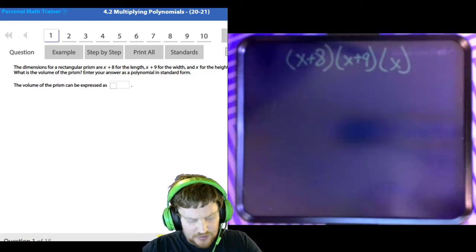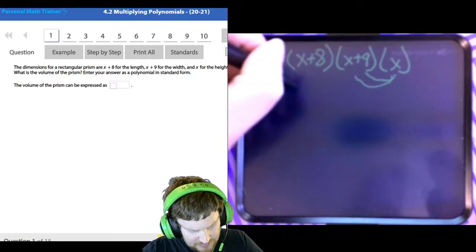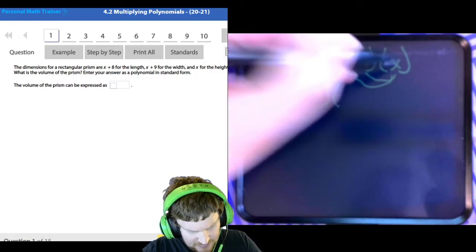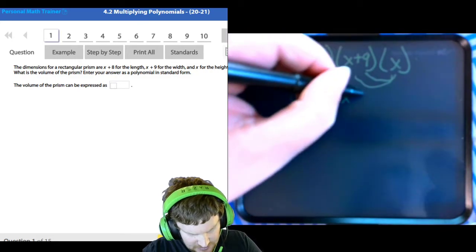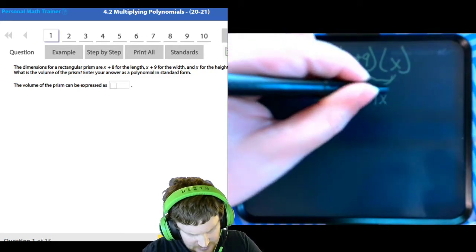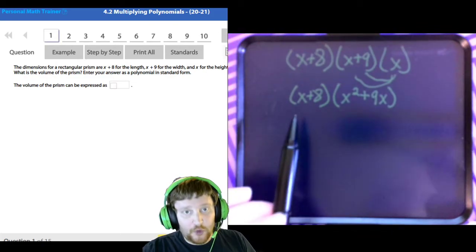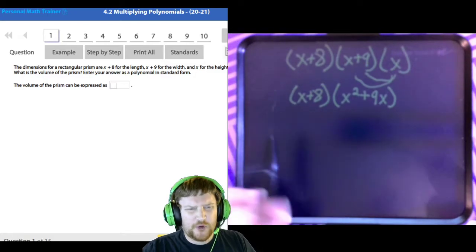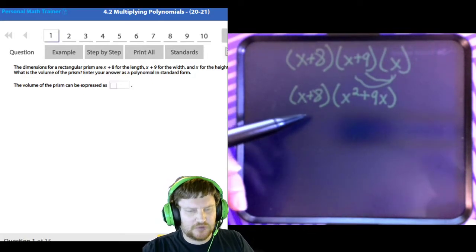So let's go ahead and multiply this x through here, and we're going to get x plus 8, and x times x is x squared. X times 9 is 9x. And then I am going to use the FOIL method for this. Since this is two binomials, FOIL will be a little bit easier than using either of the two methods we looked at in class, but you should remember this.